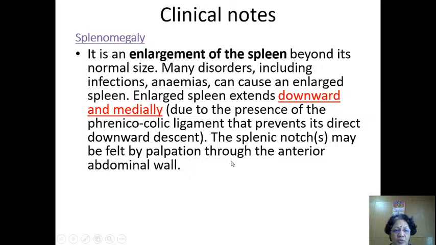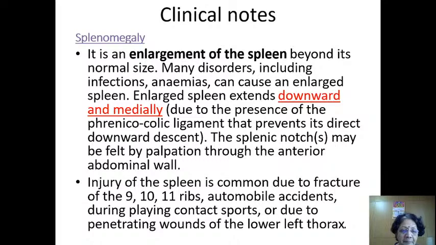The splenic notch will be felt if you palpate the patient's abdominal wall. You'll feel some solidish organ and something which feels like a border, and it's not a smooth line but a notched border. That indicates that the organ you're feeling is probably the spleen.